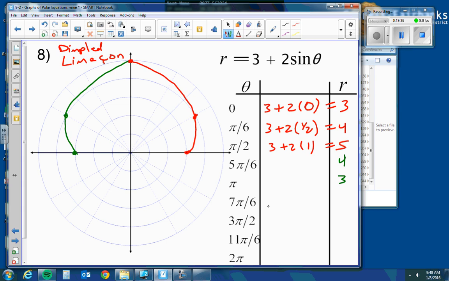Now 7 pi over 6, sine is negative now, right? So we're doing 3 plus 2 times negative 1/2. So that means you get 3 minus 1, or 2. So in that line, go out just 2. And then at 3 pi over 2, it's negative 1. So you get 3 minus 2 is 1. And really, that was it.